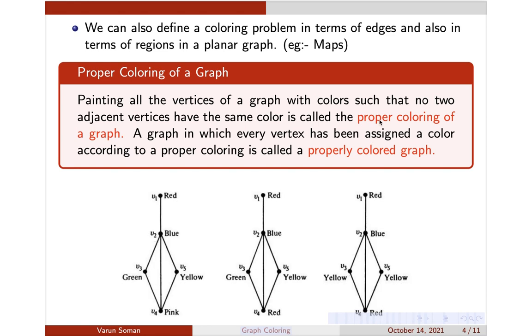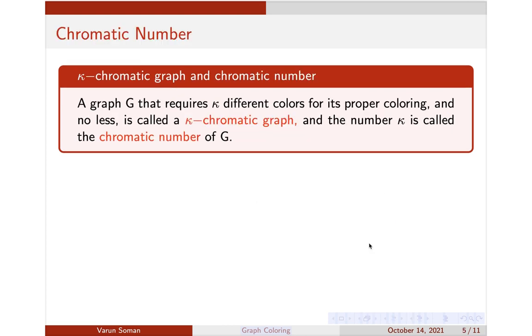For example, if you look at this example here, it's the same graph. Here we have used different numbers of colors. Here I have used 1, 2, 3, 4, 5 colors. Here 4 colors have been used, and here only 3 colors have been used. So basically this is called a proper coloring of a graph. We can properly color a graph using any number of colors, but we will be particularly interested in the minimum number of colors which are required. A graph that requires K different colors for its proper coloring and no less is called a K chromatic graph, and the number K is called the chromatic number.